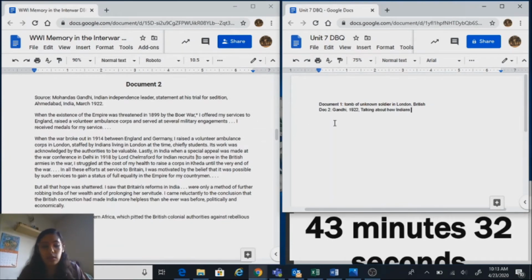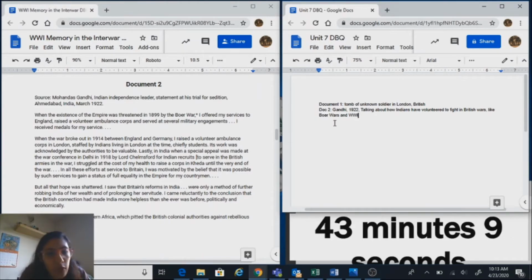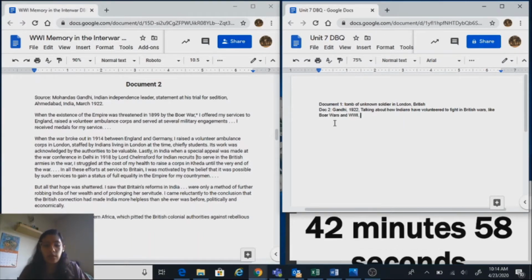So in this document, Gandhi's really just talking about how the Indians have volunteered to fight in many British wars, and in exchange for that, they expected to be granted self-rule, basically independence. And after World War I, that was a devastating loss to India. They were like, come on, I want my independence. And British was like, no, because you have monies and resources and we want that. So Gandhi is one of the leaders of the independence movement, and he does not think that is fair.